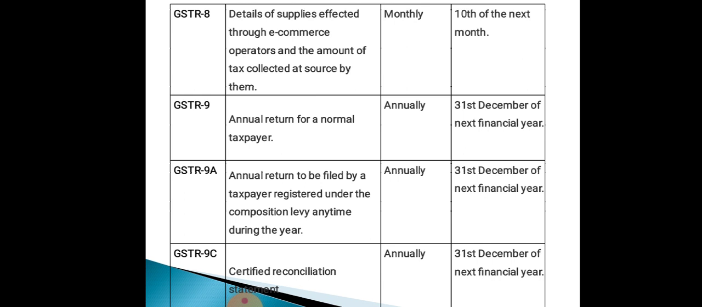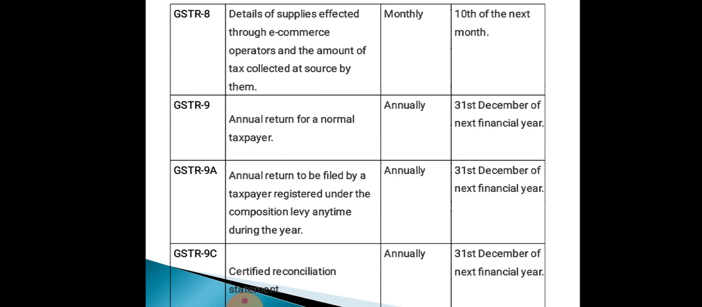Currently, the government has put the tax collected at source provisions on hold. It is going to be applicable from 1st October 2018 onwards. Frequency: monthly. Due date: 10th of the next month. GST return 8 filing for a month is due on the 10th of the following month. For instance, the due date for GST return 8 for October is the 10th of November.